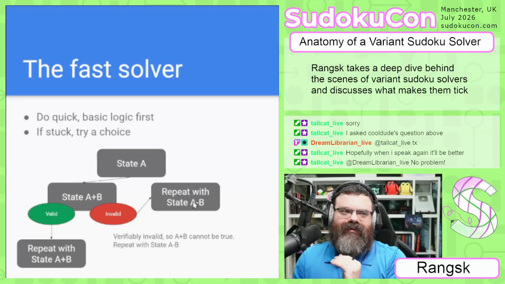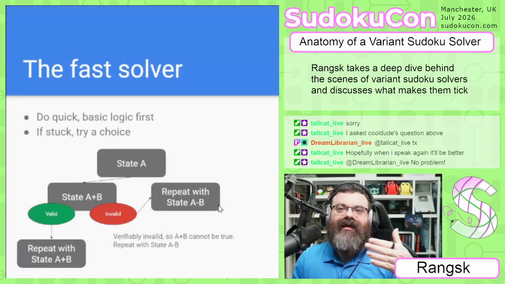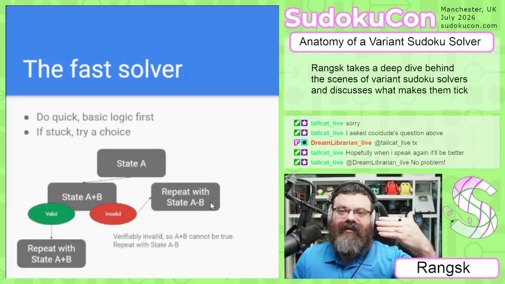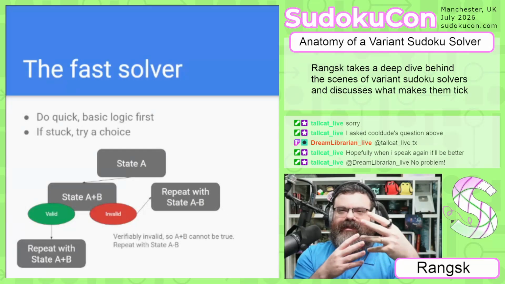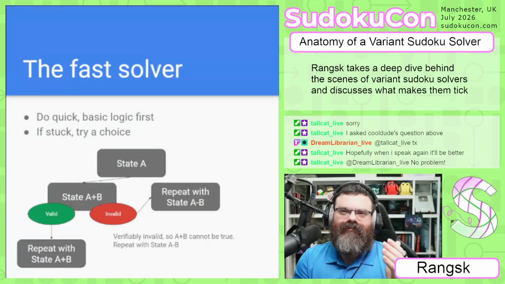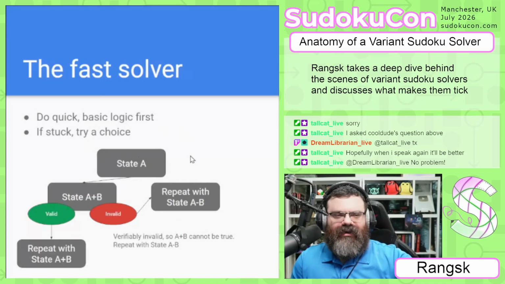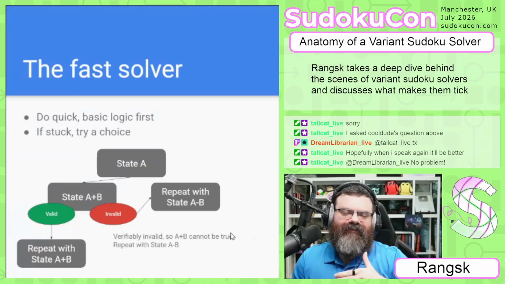Or if it was 1, 2, or 3, and we found that 1 is not valid, then we repeat it with only 2 and 3 as options. And so probably then it's going to guess 2 and move on. But even just eliminating that 1, maybe that creates a hidden single or something like that, where it can propagate basics. So we repeat that with state A minus B, where we're going to do all the basic logic to it, make a guess, see if it's valid, invalid, etc.